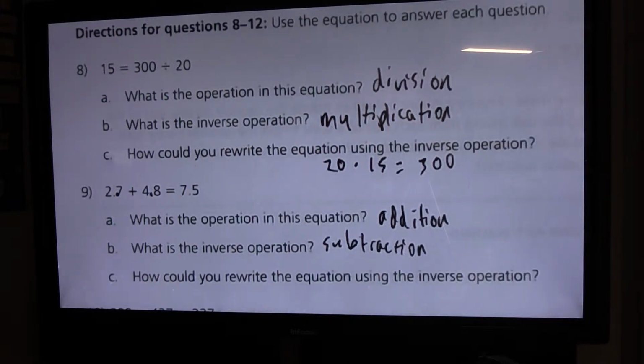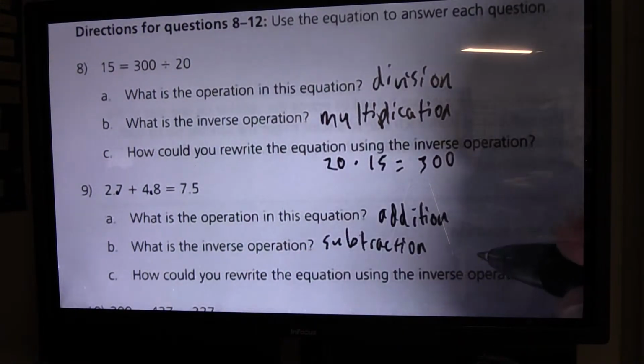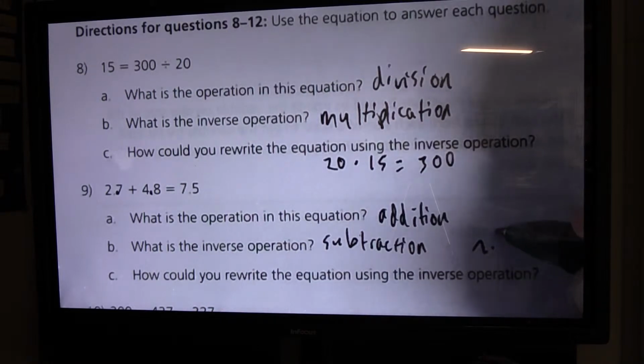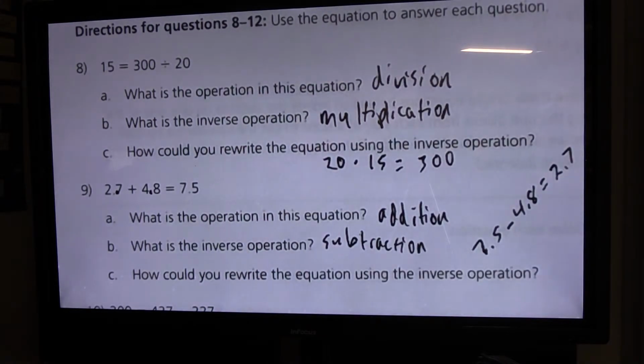And in this situation, you could say 7.5. I'm going to write over here: 7.5 subtract 4.8 equals 2.7. By using the inverse operation, I was compelled to write that way. Now, I could have said 7.5 subtract 2.7 equals 4.8, but I just wanted to do it that way. Now, this is really, really easy stuff. We got a few items like this, but I want to jump back up now.